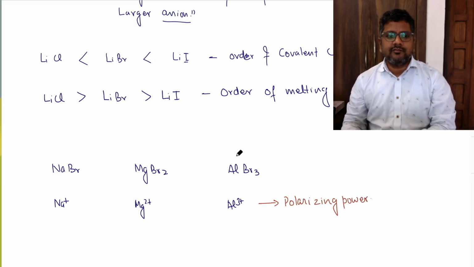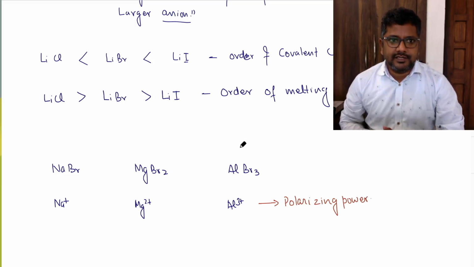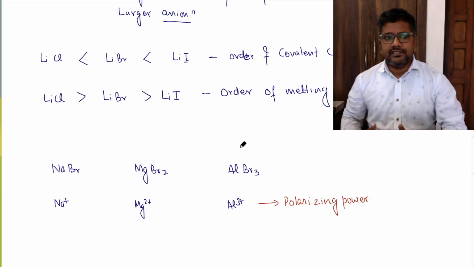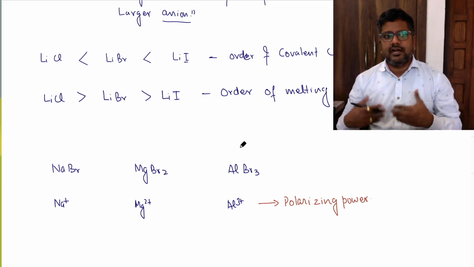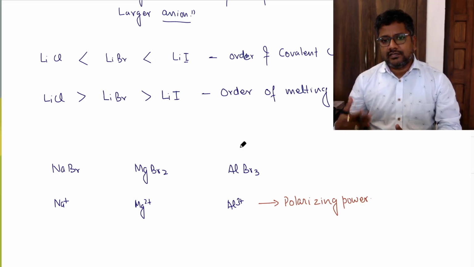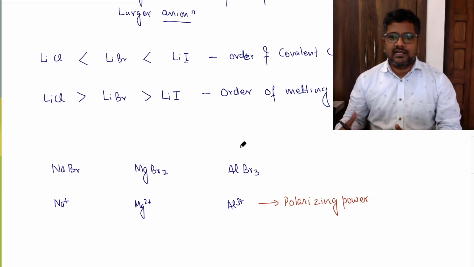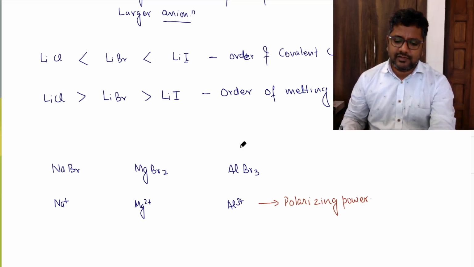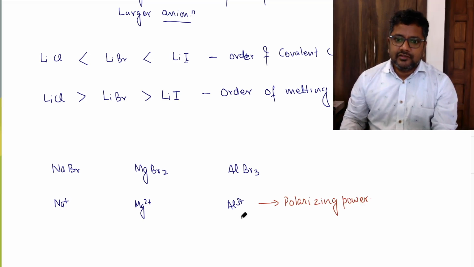Usually in such binary cases where cations and anions both are present, we always see polarizing power for cations and polarizability for anions. This is, I mean, the majority of cases you have to consider this. So polarizing power is maximum for this.